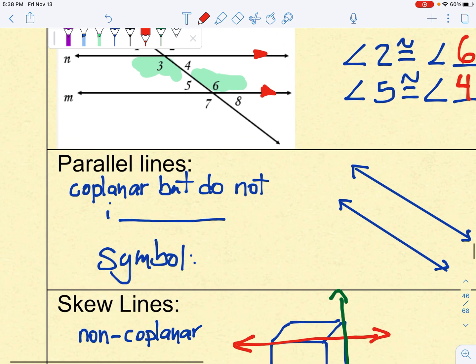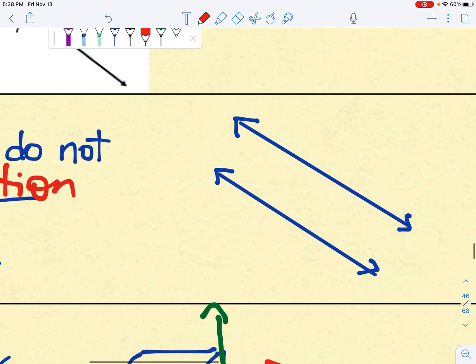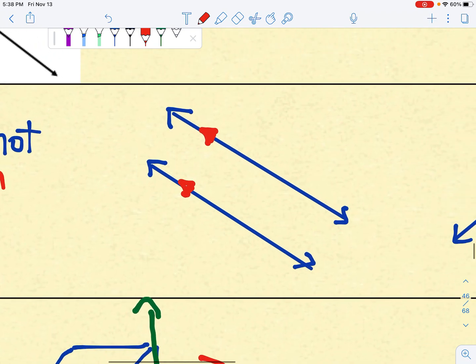What are parallel lines? Well, they're on the same plane, but they don't intersect. Why? Because they're headed the same direction. And they're not the same line. So there's an example there. Again, we show that they're parallel by putting a little arrow in the middle of them. That kind of tells you not only do they look parallel, but they are parallel.